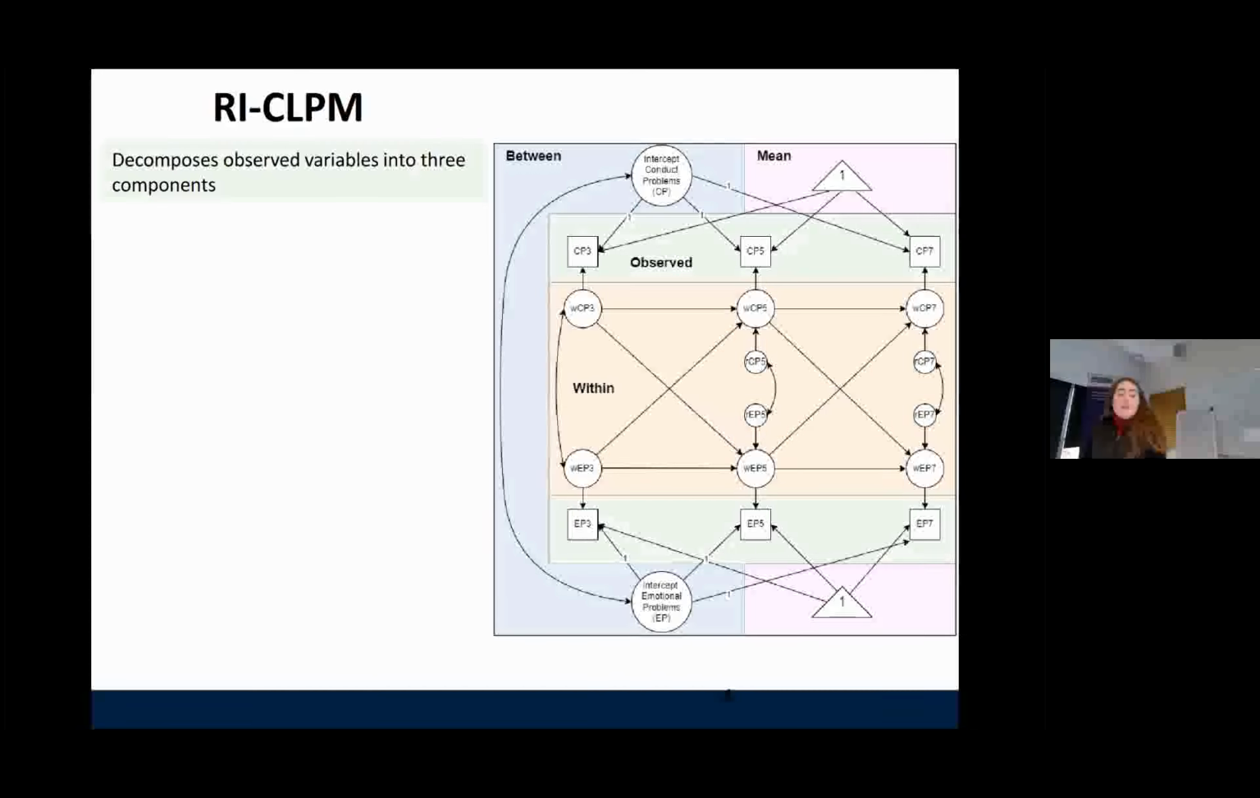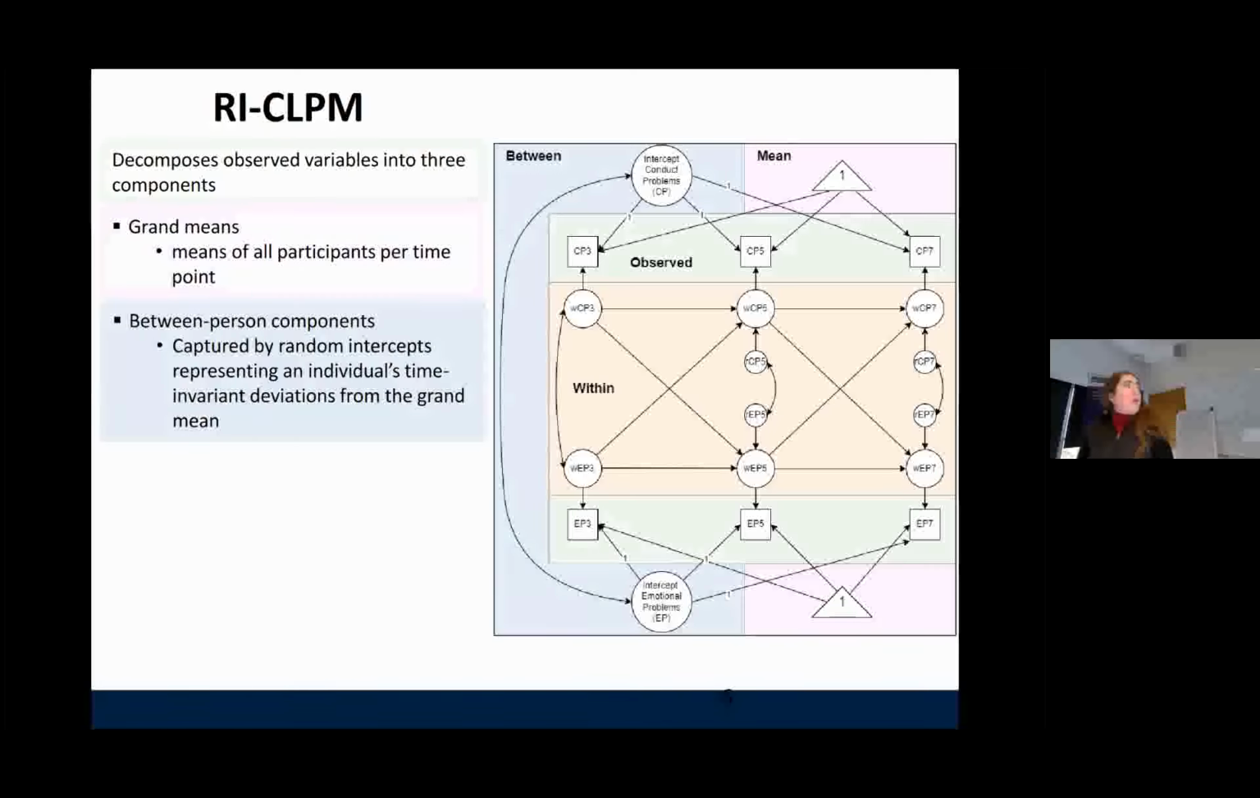So, as I was saying, the random intercept cross-lagged panel model decomposes data into multiple components, most importantly a between and a within person component. So we've got our observed data, and first we basically extract the grand means. So these are all the means of all participants per time, and on that figure there, you've got the triangle representing the grand means.